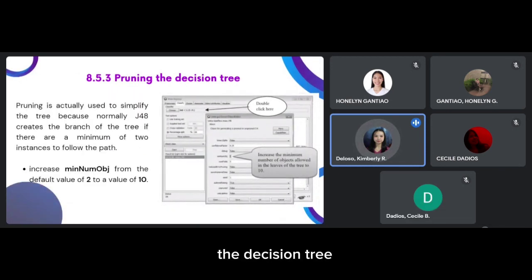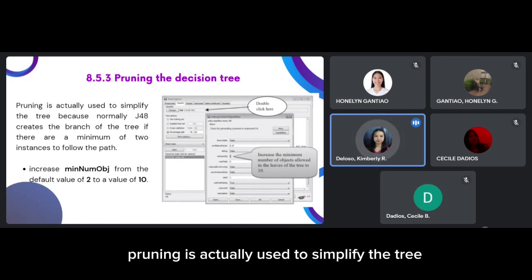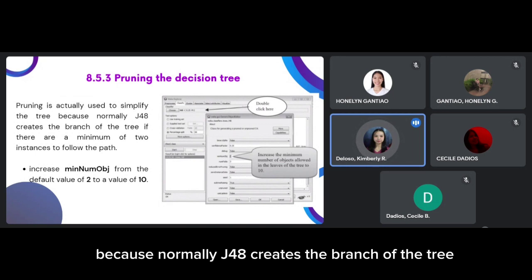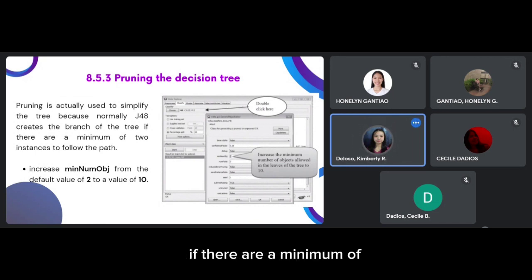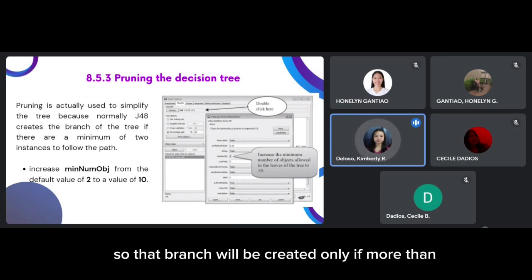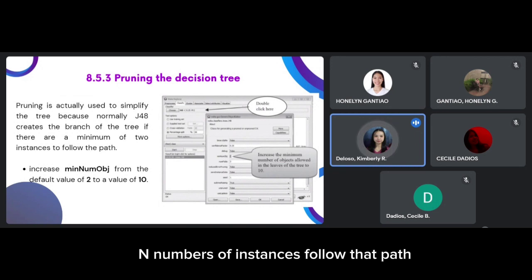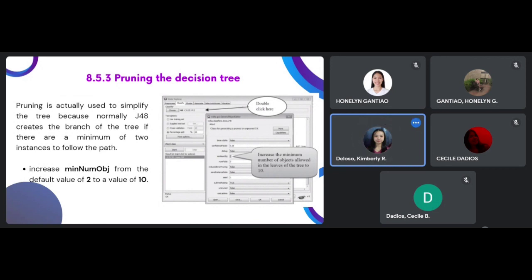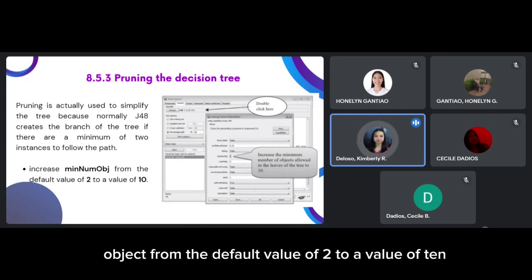Pruning the decision tree. Pruning is actually used to simplify the tree because normally J48 creates a branch of the tree if there are a minimum of 2 instances to follow the path. So we can reduce the number of branches by increasing this number so that a branch will be created only if more than n instances follow that path. So increase minNumObj from the default value of 2 to a value of 10.